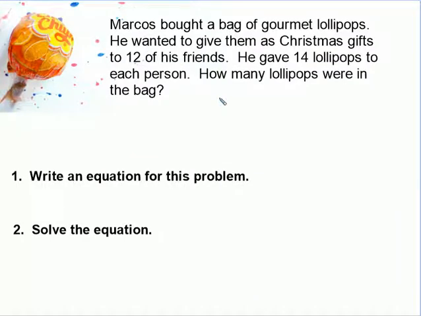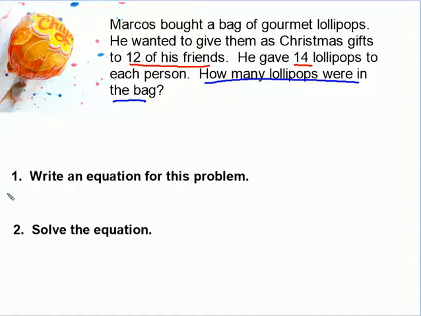136. Here's one more. Marcos bought a bag of gourmet lollipops. He wanted to give them as Christmas gifts to 12 of his friends. He gave 14 lollipops to each person. How many lollipops were in the bag? So that's our question. How many lollipops were in the bag?